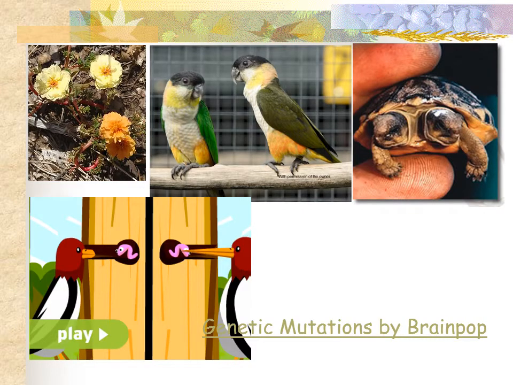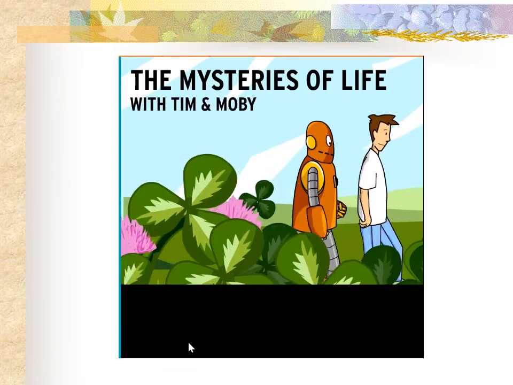Here again are some other examples. We have some different color patterns on these birds. Here's a really extreme one, a two-headed animal, in this case a turtle. Slight variation of color in these flowers. And you'll hear about a few more of these in the Brain Pop, which we're going to watch right now.